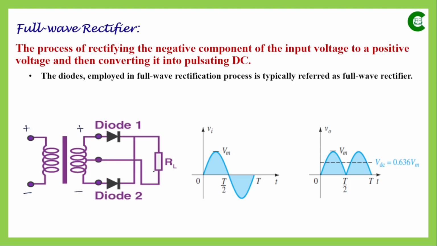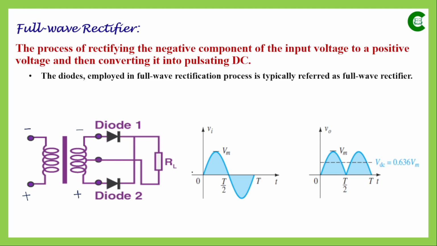But during the positive half cycle of the input signal, since this point is at lower potential compared to the center point, the P side of this PN junction diode will be connected with the negative terminal of this input. So this diode 2 will act as a reverse bias diode, it will be turned off, and no current will be flowing through this diode.